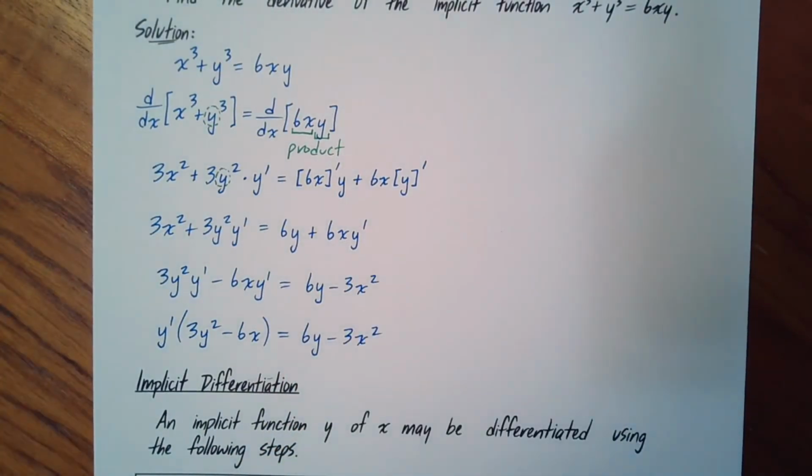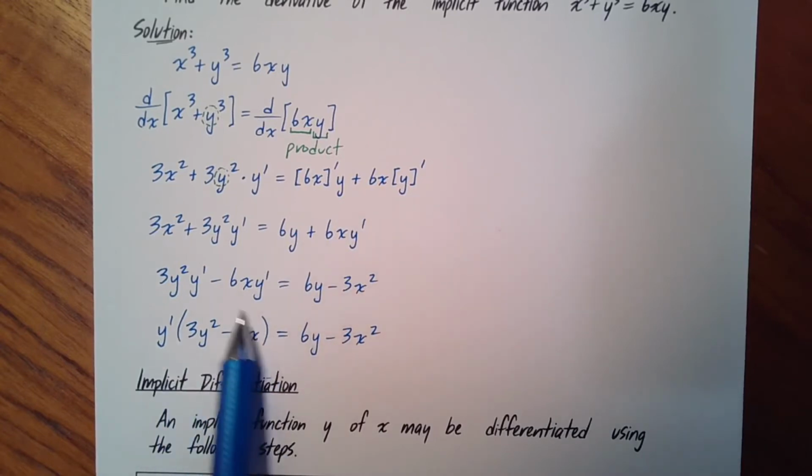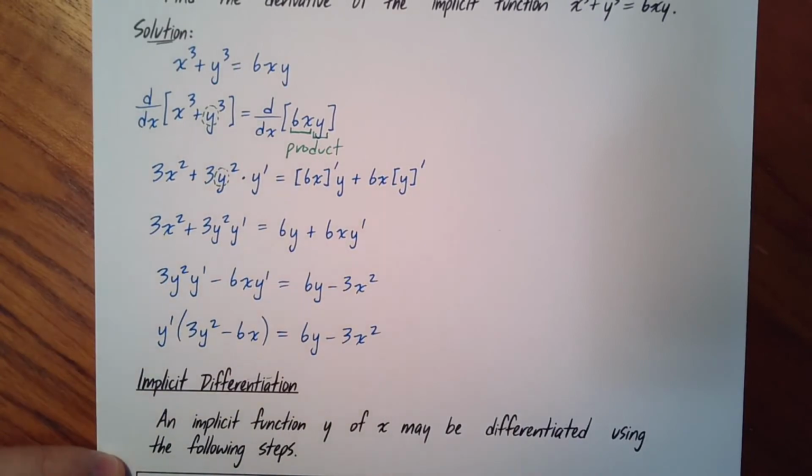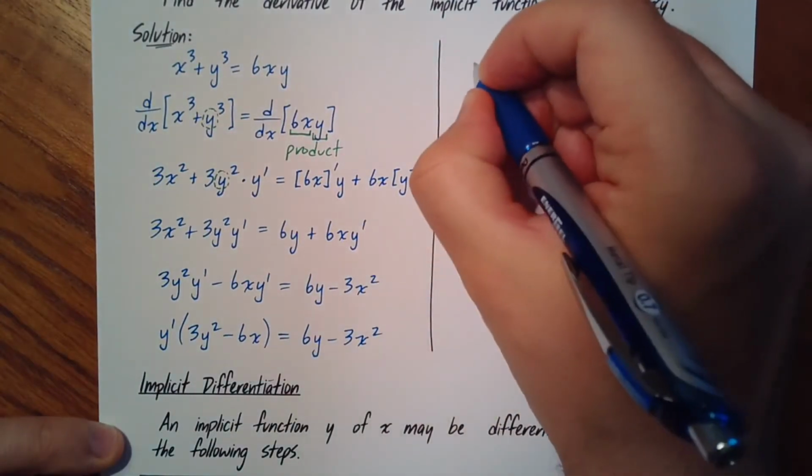All right, and then now, because I factored out the y prime, now to solve for y prime, because that's going to be the final step here, I can just divide both sides of the equation by this expression here in brackets, 3y squared minus 6x. So I'm out of room here, so how about I just cut the page in half here, and I'll carry on up here.